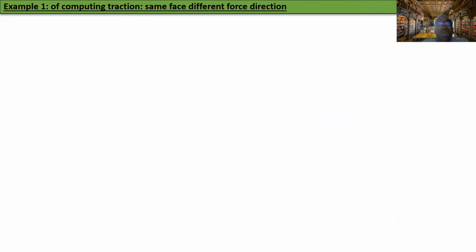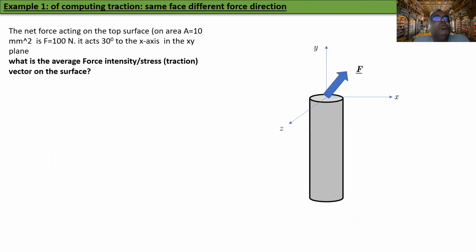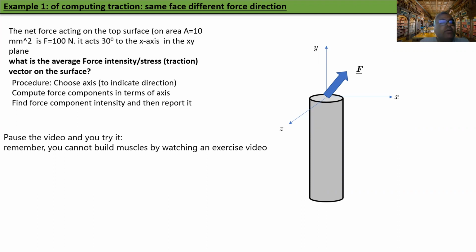Okay, now let's try a different problem just to drive home this point. Now we have a net force acting on the top surface with an area A equal to 10 millimeters squared. It is again 100 newtons. It acts at 30 degrees to the x-axis in the xy plane. So the angle between these two lines is 30 degrees. What is the average force intensity or stress or traction vector on the surface? We know the procedure, right?